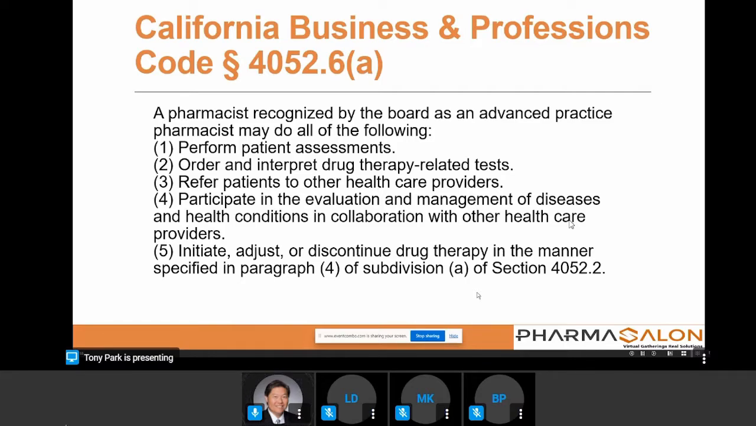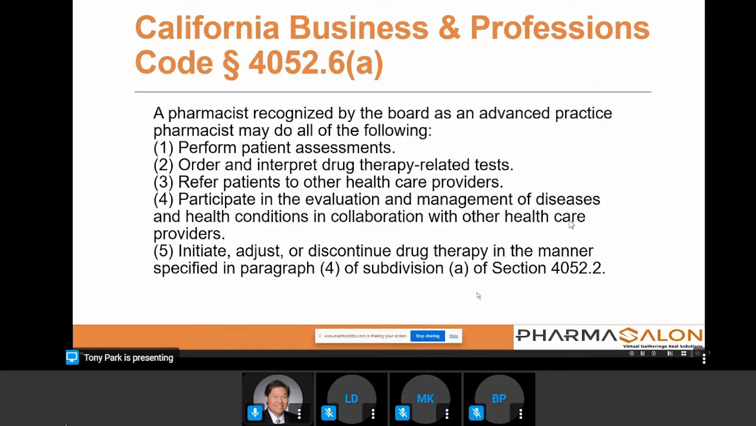Number 2, they're allowed to order and interpret drug therapy-related testing. 3, they can refer patients, they can do clinical triaging. Number 4, they can participate in the evaluation and management of disease conditions in collaboration. And number 4 and 5 are sort of intimately tied. And 5 says specifically, very importantly, that pharmacists are allowed to initiate, adjust, or discontinue drug therapy in a manner specified in other code sections.